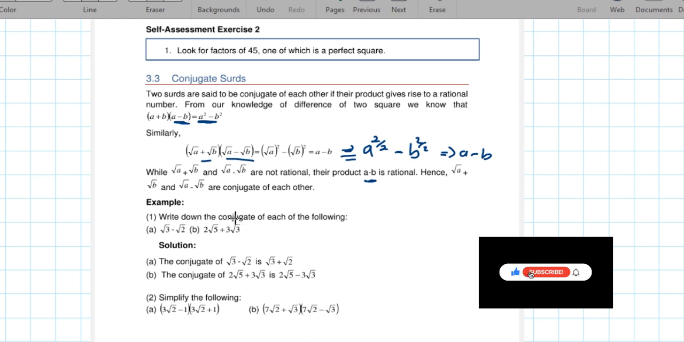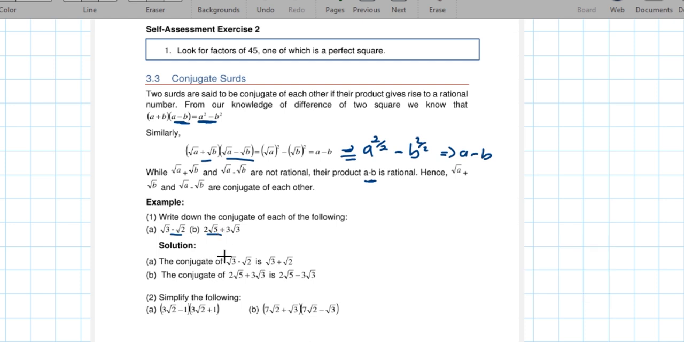For the example here, we have to write down the conjugate of each of the following. Remember I told you conjugate is just to negate the number in the middle. So if we have square root of 3 minus square root of 2, the conjugate of this will be square root of 3 plus square root of 2. And then you have 2 root 5 plus 3 root 3. The conjugate will be 2 root 5 minus 3 root 3.